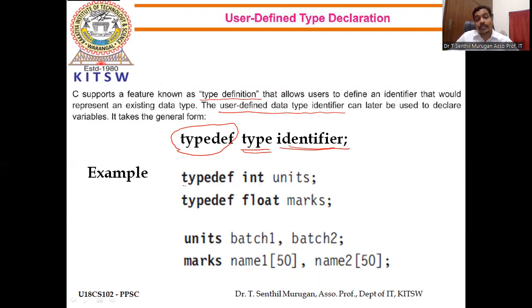For example, you see here: typedef int units. Wherever I use units, that will be considered as an integer. So that we are defining it. I don't want to use int, so instead of that I am using units. Wherever I am using units, that is the integer value. Wherever I am using marks, that will be the float values. Normally we write data type and then variable name. But in typedef, once we have defined the type, we can use it directly instead of int: units batch1, batch2, marks, name. Some float value will be taken. So this is for typedef.